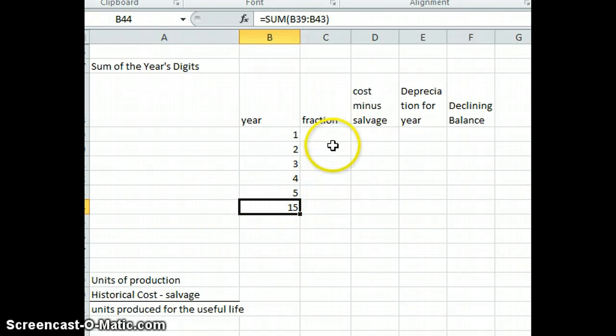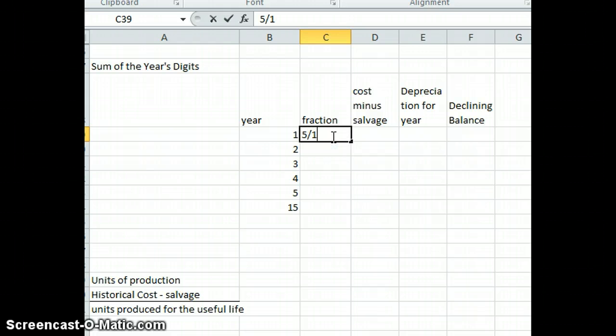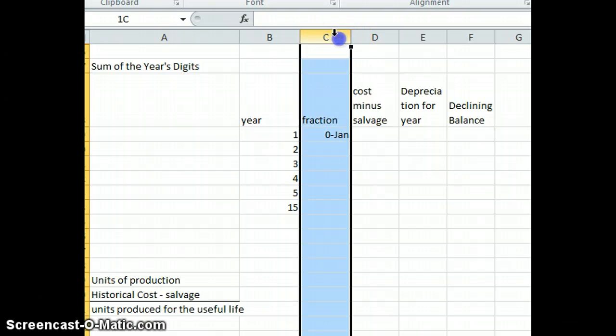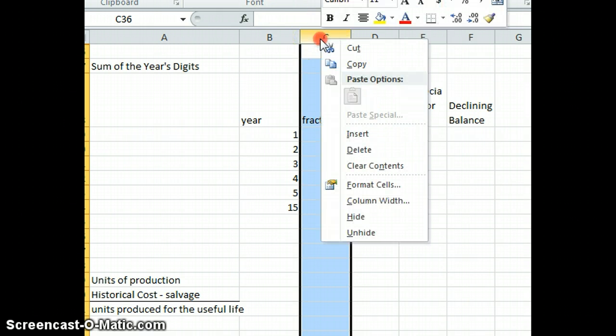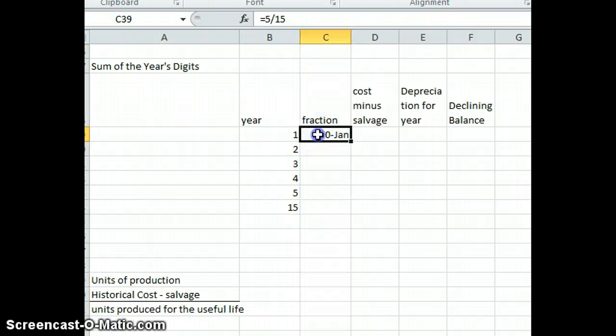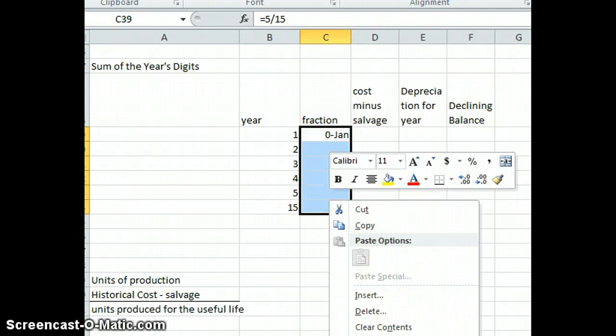And then I'm going to create a fraction. In year 1, I'm going to say 5 divided by 15. I want to show this as a fraction. So we'll say equals 5 divided by 15. It'll give us, we want to show this as a year for some reason. We'll go ahead and change the formatting here.